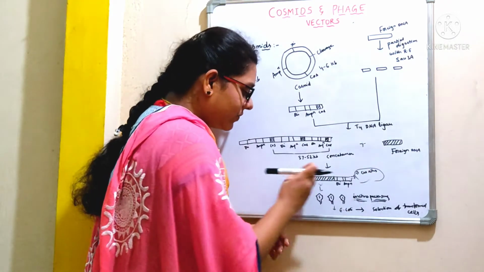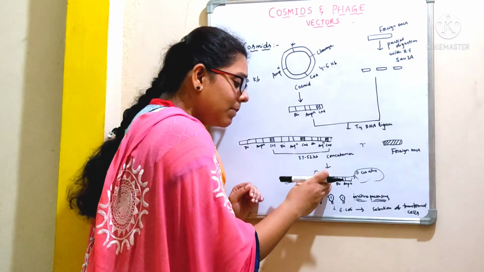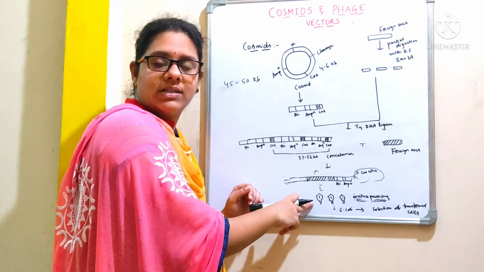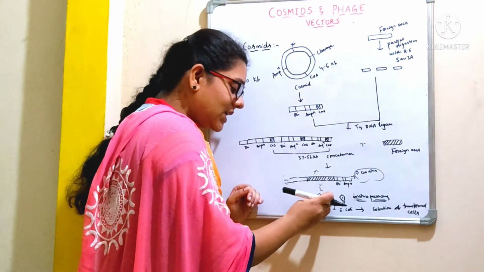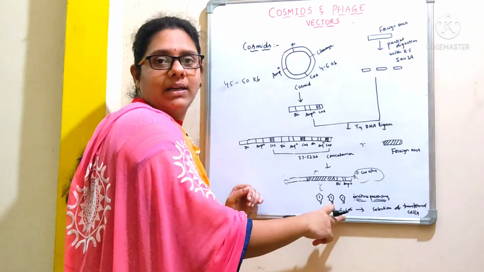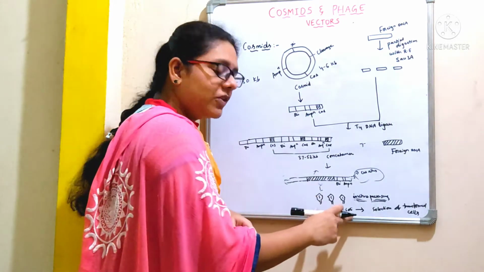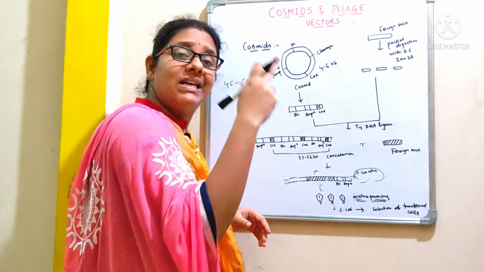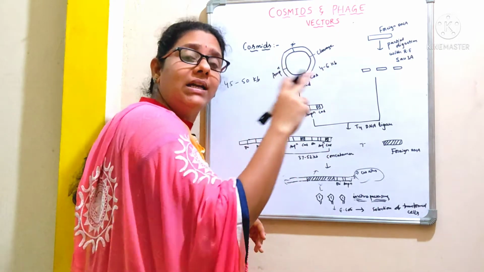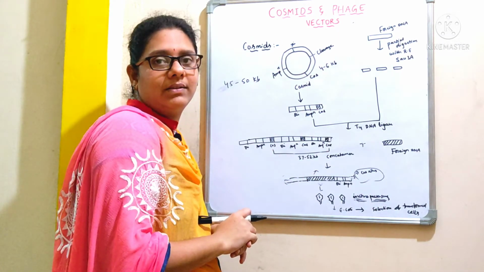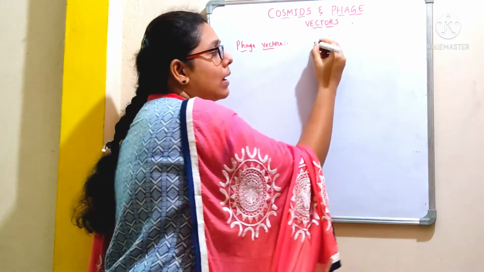Due to the presence of these cos sites, which we also call cohesive ends, it can be easily packaged into phage heads, and that process is called in vitro packaging. Now these phages are ready to infect the bacteria. Here the bacteria E. coli is the host organism, right? So after the infection, we are going to screen for the presence of transformed cells with the help of antibiotic resistant marker genes.